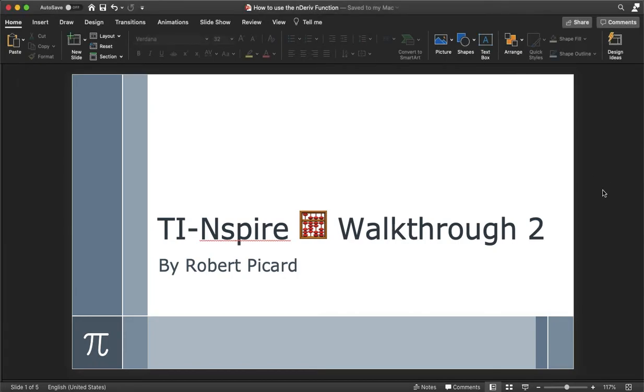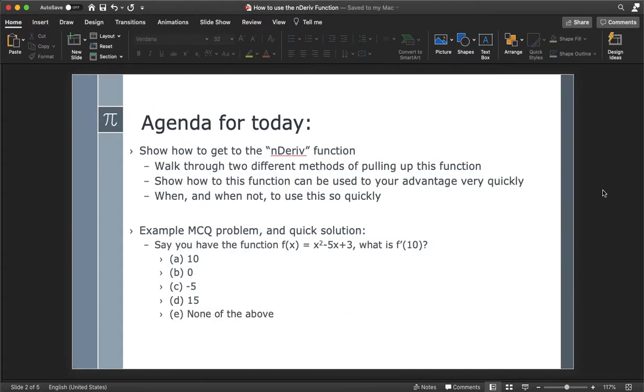So, let's get started. This is our agenda for today. I'm going to show how to get to the nDeriv function, walk through two different methods of pulling up this function, and show how to use it. I'll show how this function can be used to your advantage very quickly. Ignore the typo. I'll also cover when and when not to use this, because there are situations where, although you could use the nDeriv function, it's probably not recommended given the problem. Then, an example MCQ problem and quick solution.